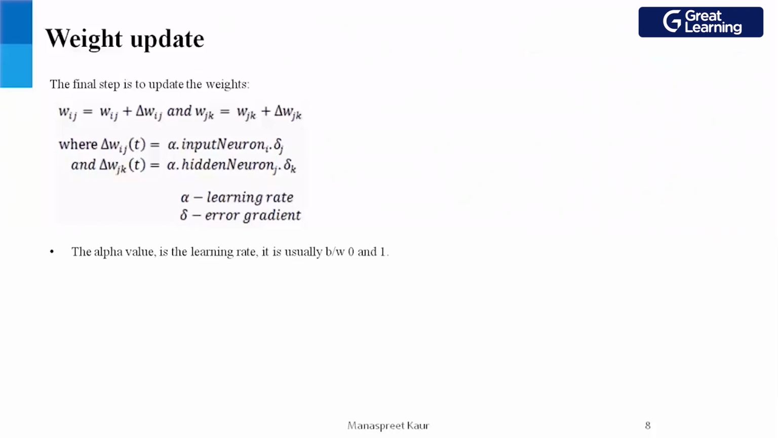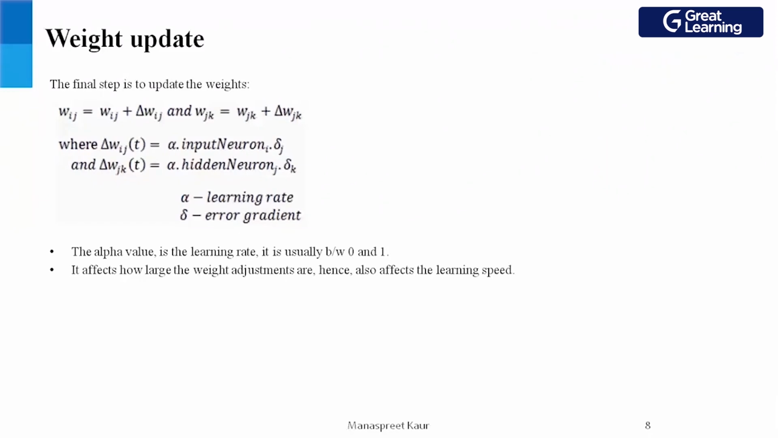There's another thing which you're seeing here, which is the alpha value. Alpha value is nothing but the learning rate. Learning rate means at what rate you want the neural network to learn. So this is nothing but the learning speed.